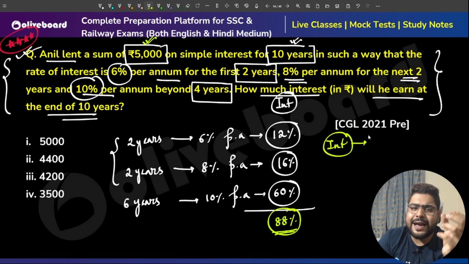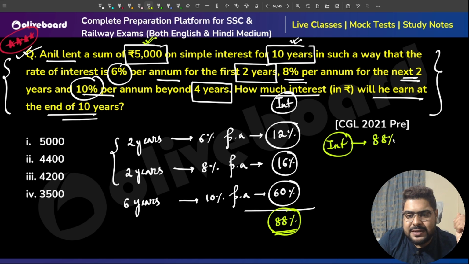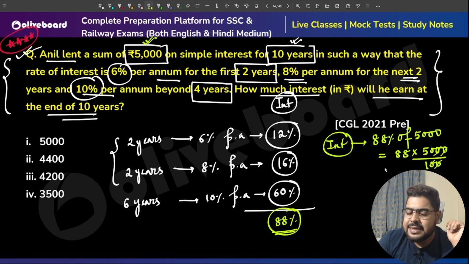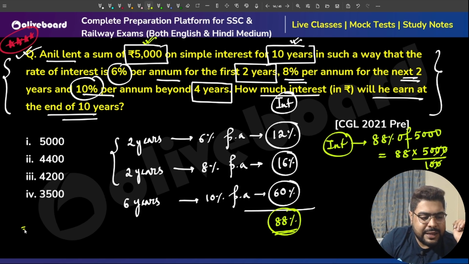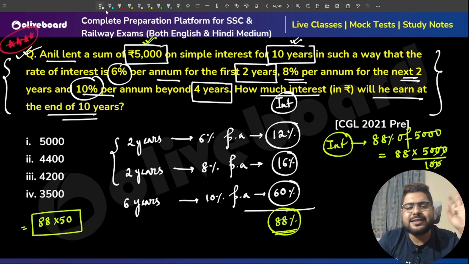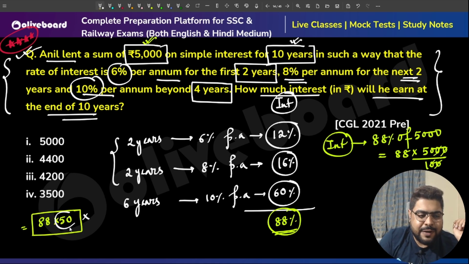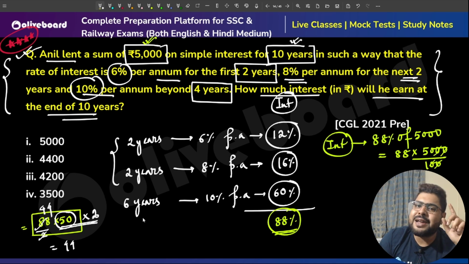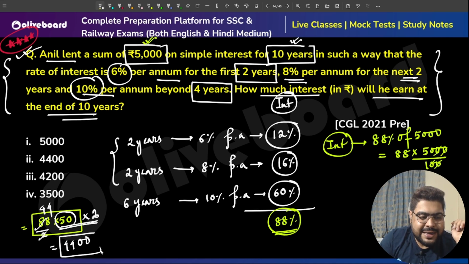If they are asking us the value, the money, it will be 88% of what? Of 5,000 rupees. 88 into 5,000 divided by 100. We are ending up with 88 times 50. A very interesting way of calculating with 5 or 50: multiply by 2, divide by 2. This is 44, and 50 into 2 is 100, meaning 4,400 is the answer.